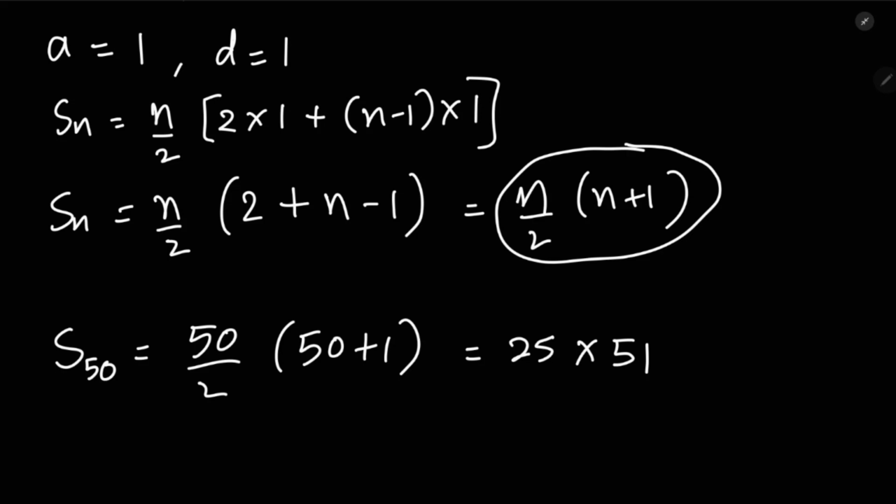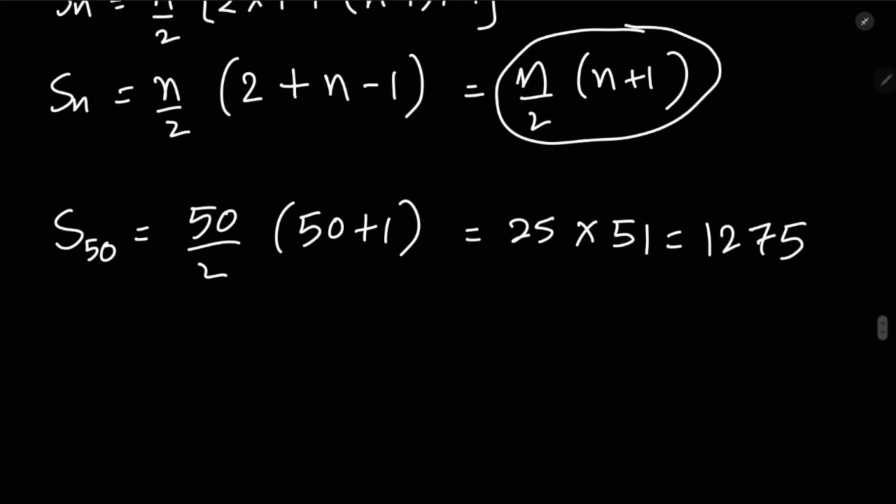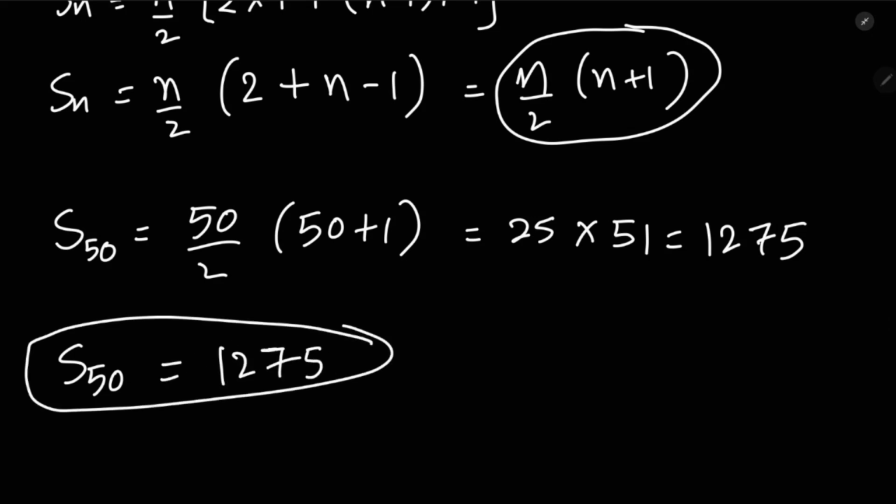51. Let me quickly use my calculator to find this sum. So 51 into 25 is basically 1275. So this is the sum of the first 50 natural numbers that we have directly calculated from this formula.